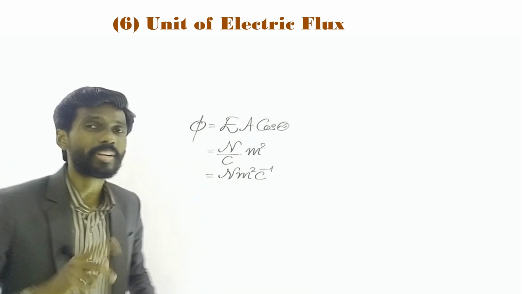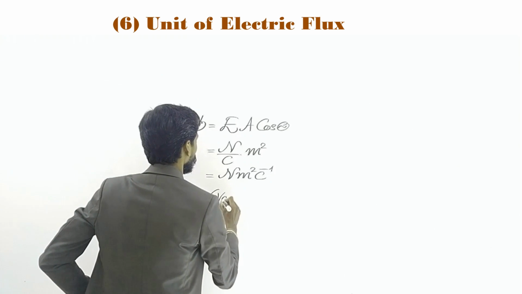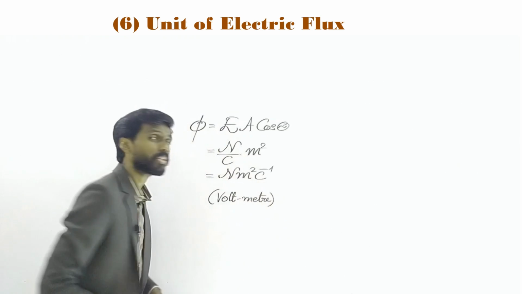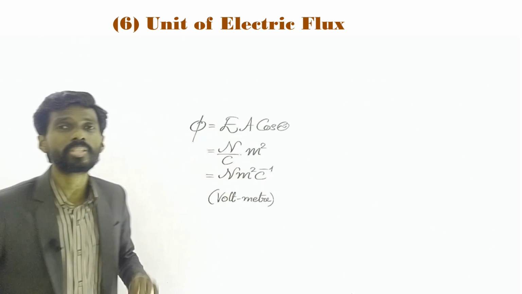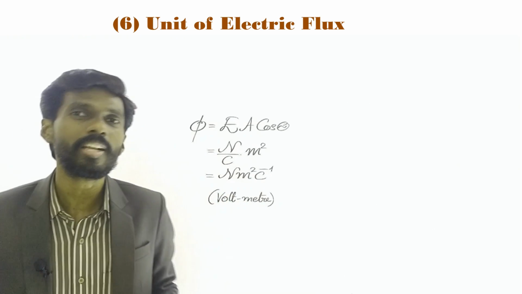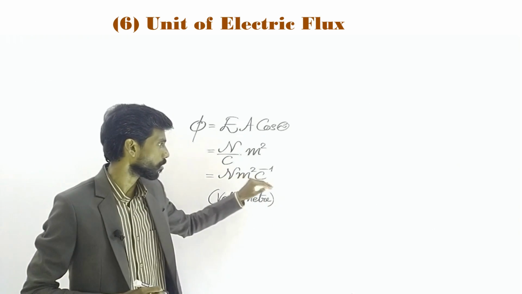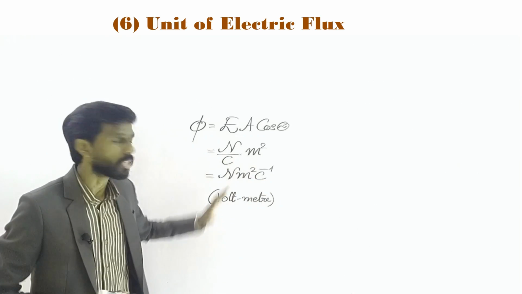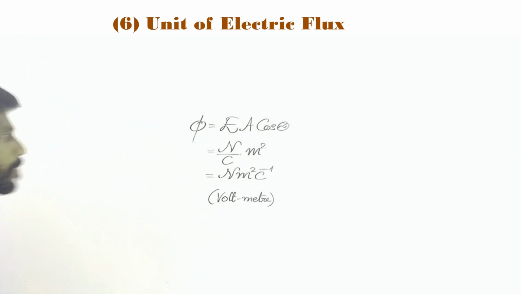There is also another way to write the unit of electric flux, that is volt meter. The value Newton meter squared per Coulomb is also written as volt meter. Volt is the unit of electric potential, which comes later on, so we don't need to do it in detail now. Just remember Newton meter squared per Coulomb is also written as volt meter sometimes, but both are equivalent. Do you understand? So this is the unit of electric flux.